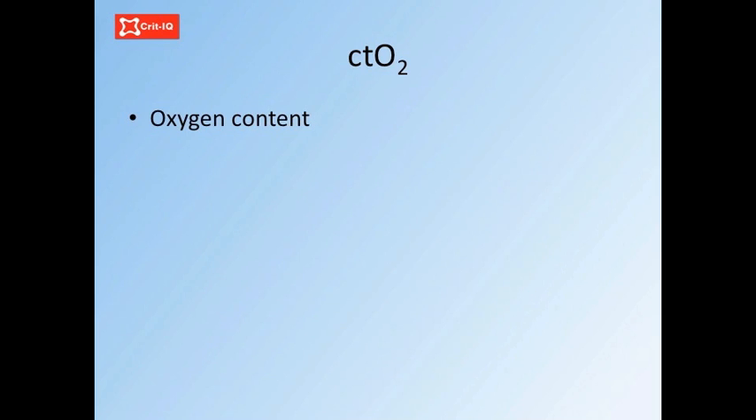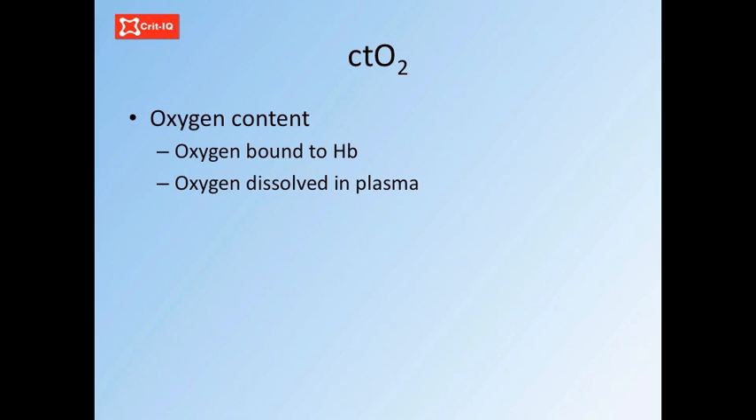Oxygen content, or CtO2, is an estimation of the total amount of oxygen contained within the blood, both dissolved and bound to haemoglobin.